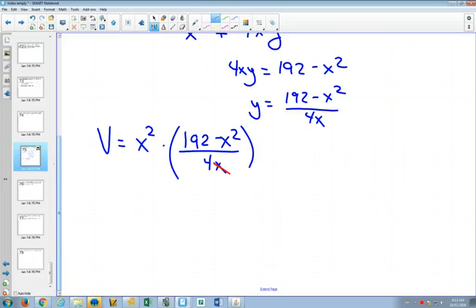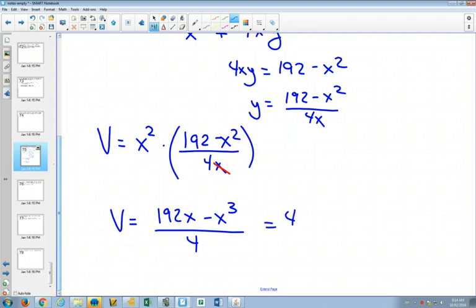One of these x's will simplify. 192 divided by 4 is 48. Yes? So we are going to get 48x. Oh, I can't. Well, here, I'll keep it over 4 for now. We're going to get 192x minus x cubed all over 4, which is the same thing as 48x minus 1/4 x cubed.